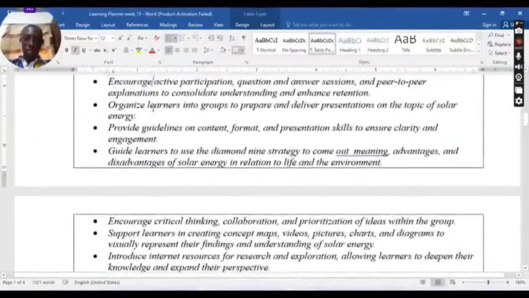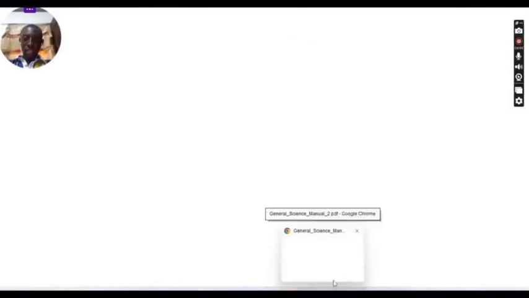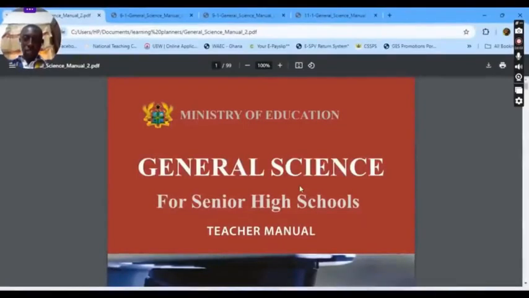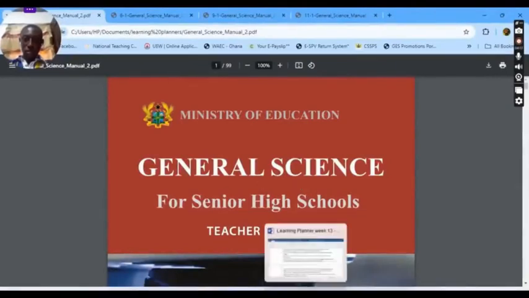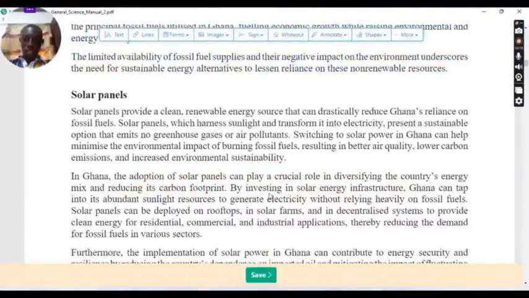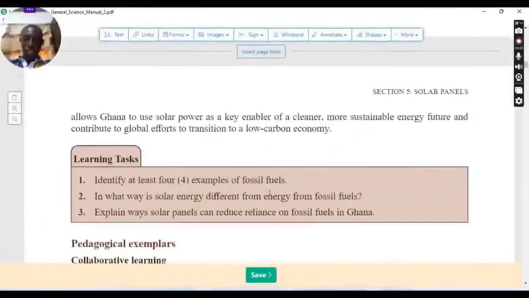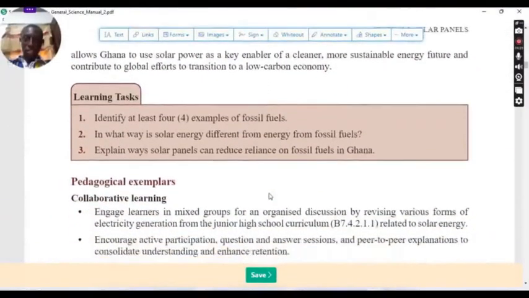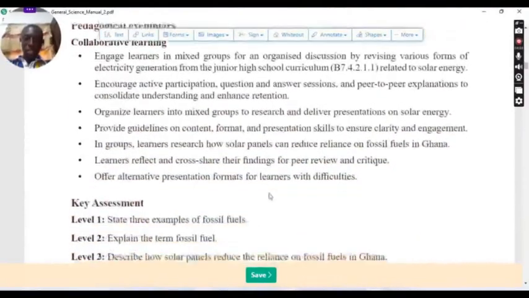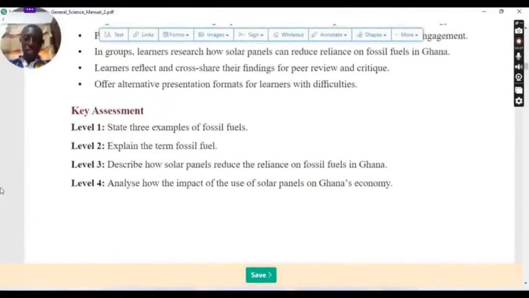This one you can get from the TM, so you can just copy what is in the TM and write it down. When you go down, you will see it, and we go to the TM on differentiated learning. Let's look at what is there. The learning task, you see that is there. Pedagogical exemplars, you can just type them out in your lesson plan. Then the key assessment, you can just type it out in your learning plan, so as not to waste time.